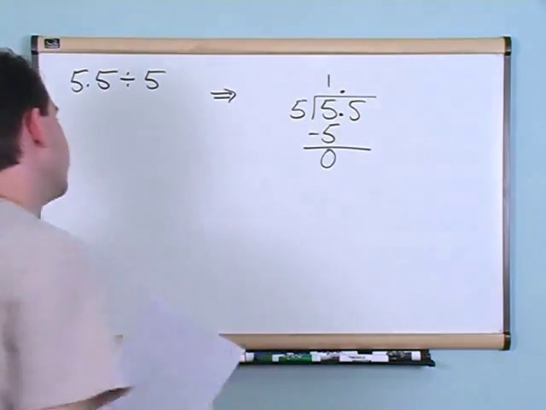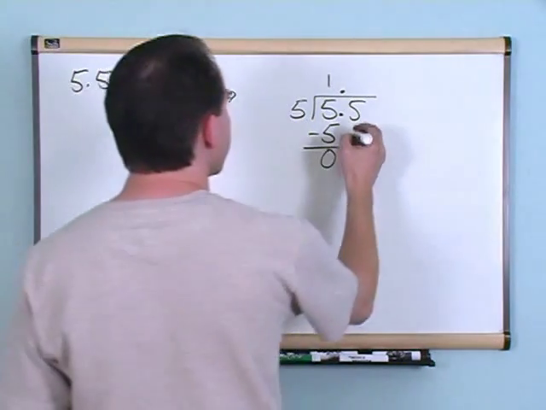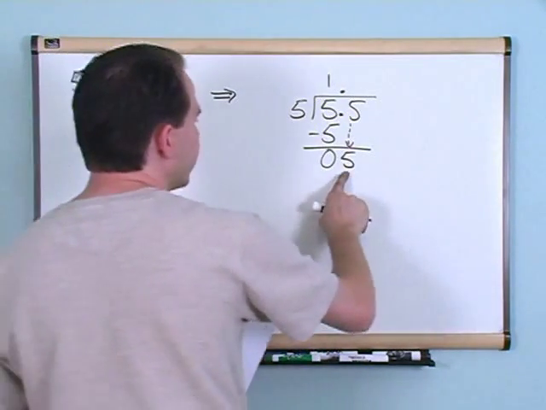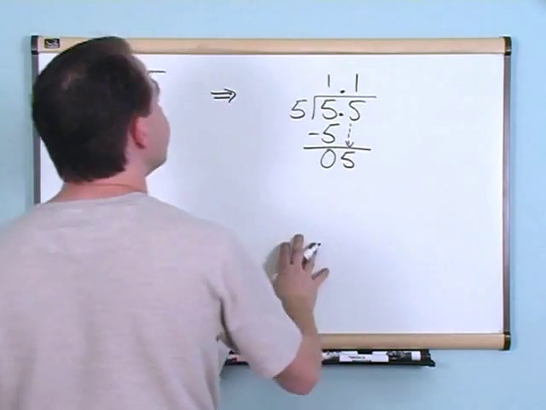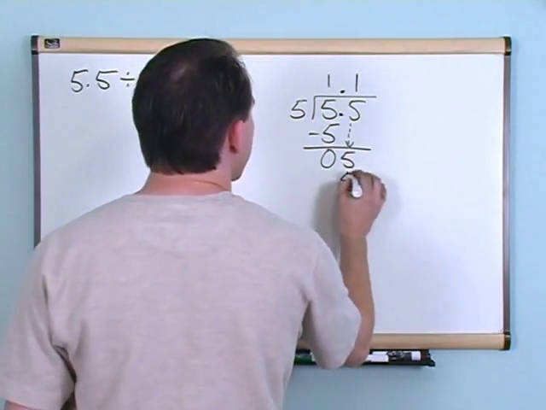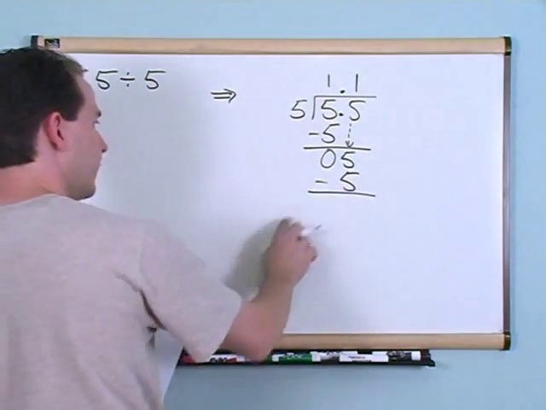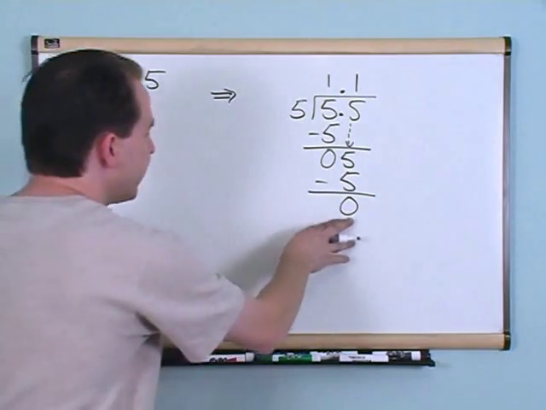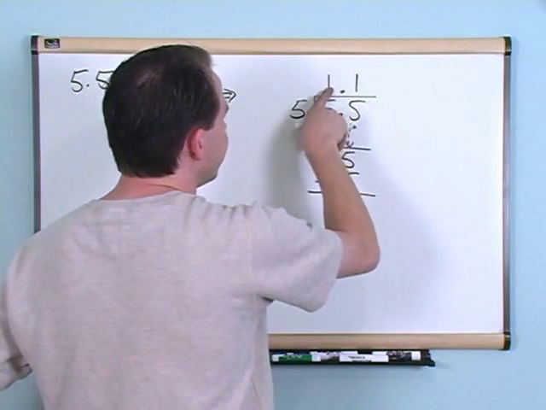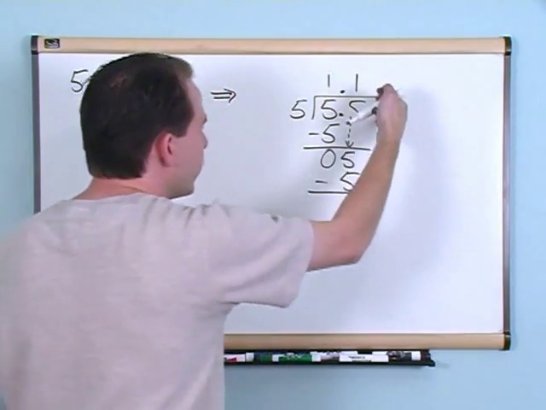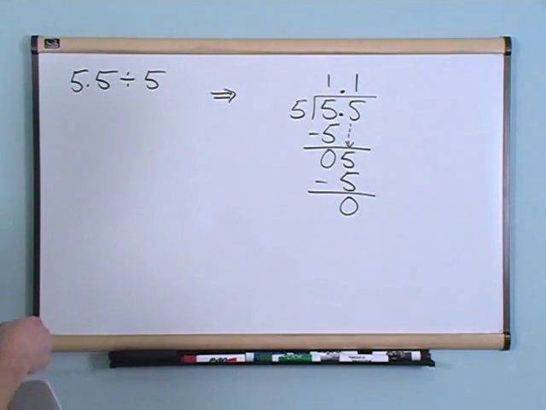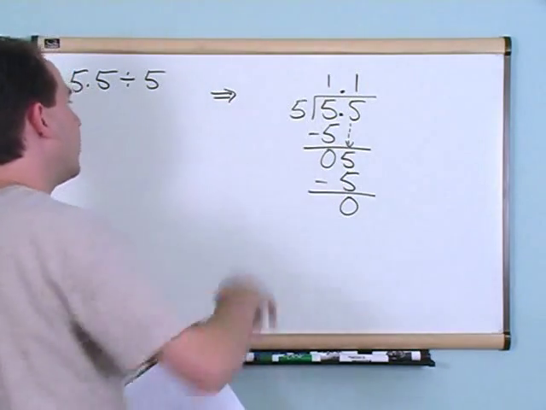Can 5 go into 0? Well, no, it can't. But I can drag down my next digit, which is a 5. Can 5 go into 5? Yes, it can, one time. 1 times 5 gives me 5. Subtract, like always. 5 minus 5 gives me a 0. Now there's nothing left here. I've got all my digits filled out and there's no more digits here. There's no reason to add another 0 because I've already filled in all my digits and I've got a 0 left over there. So the answer here is 1.1.